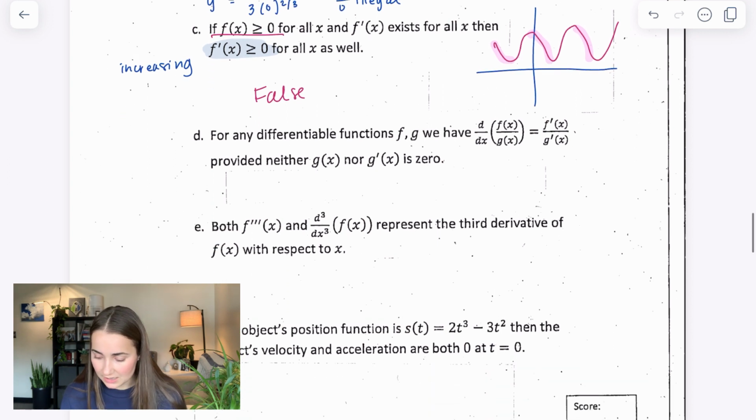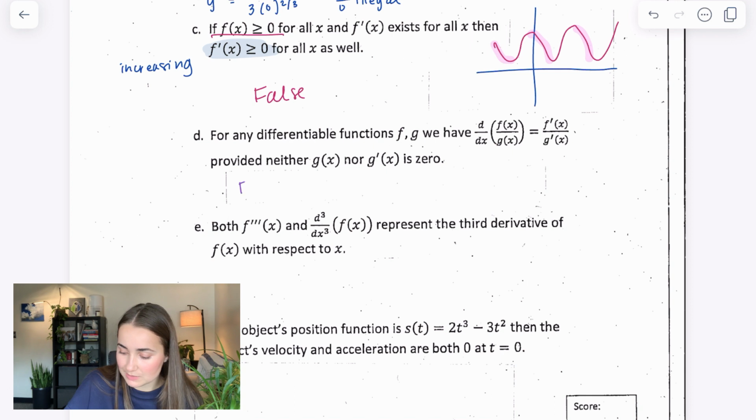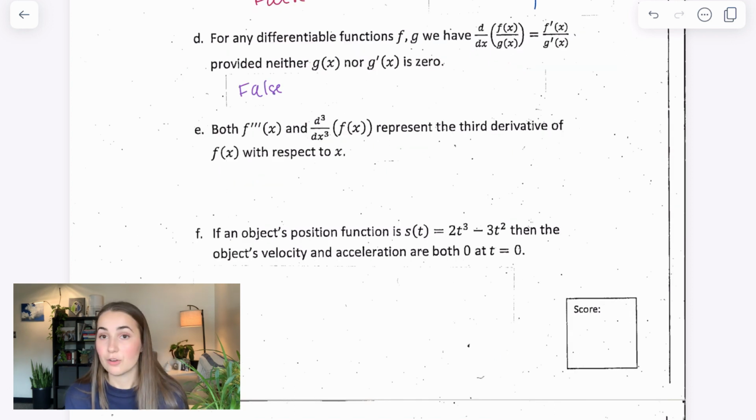Now for part D, for any differentiable function, we have that the derivative of a quotient is equal to f prime x over g prime x. Now this is going to be a false statement, and I know that just because of the quotient rule. For part E, this is claiming that the third derivative, d cubed over dx cubed, represents the third derivative of f of x with respect to x. This is a true statement. We're just going over two different notations.